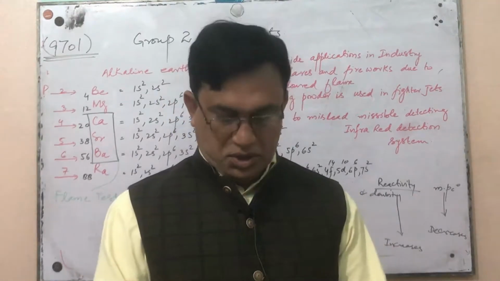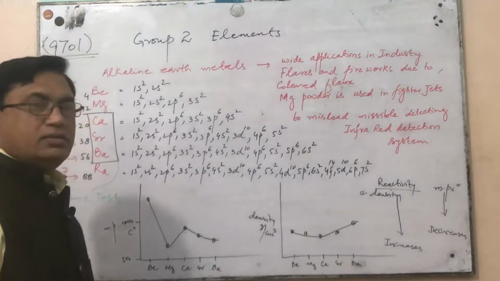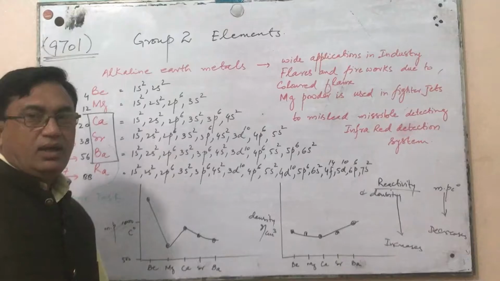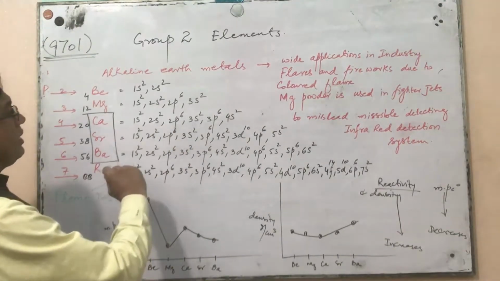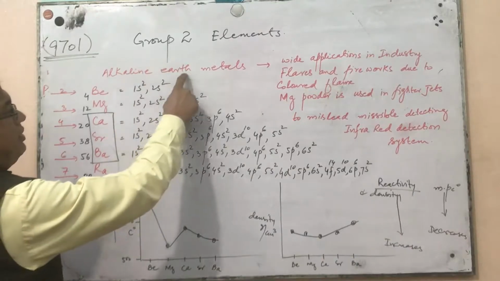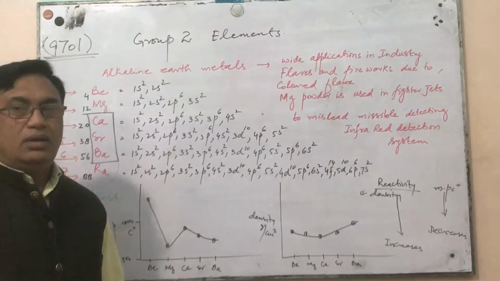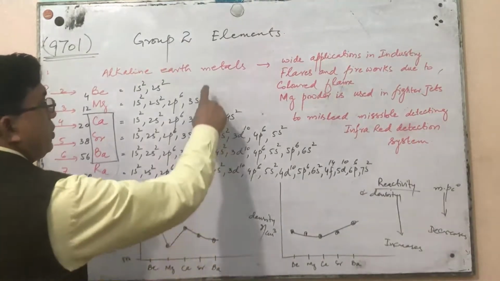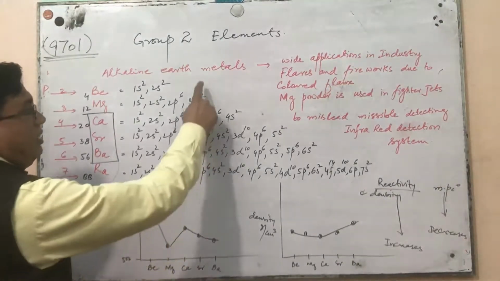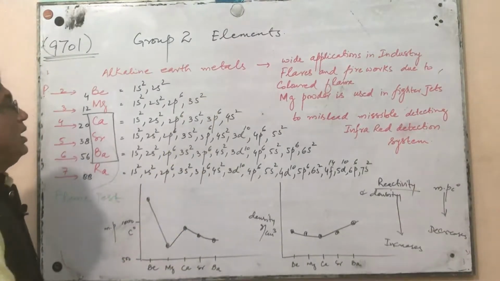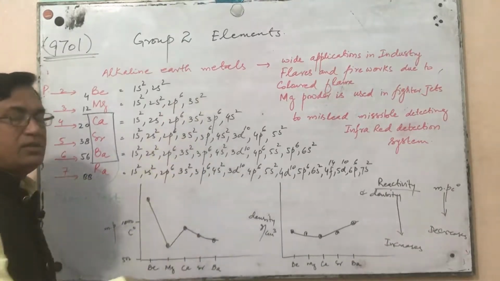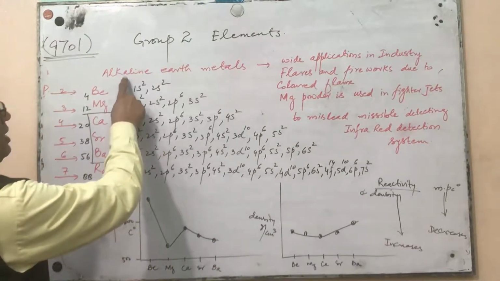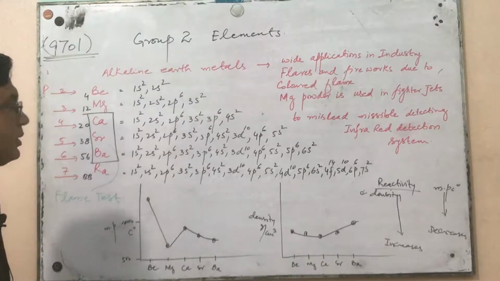Hello everyone. Our today's topic for A-level chemistry is Group 2 elements. Group 2 elements are normally called alkaline earth metals. Why are these called alkaline earth metals? Because the majority of their compounds are obtained from the earth's crust and the nature of their compounds is basic, mostly basic. That's why these are called alkaline earth metals.